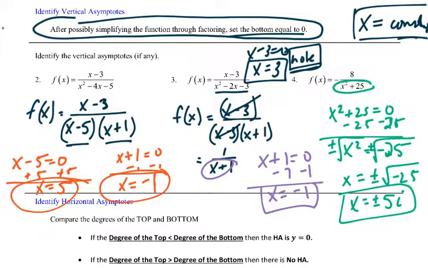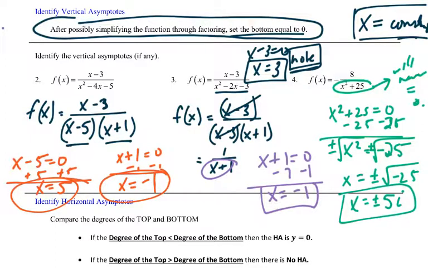So it has an imaginary vertical asymptote, so it would not have a vertical asymptote. It's not possible for this to ever equal 0. Which means there will be no values for my domain that would be undefined and cause a vertical asymptote.